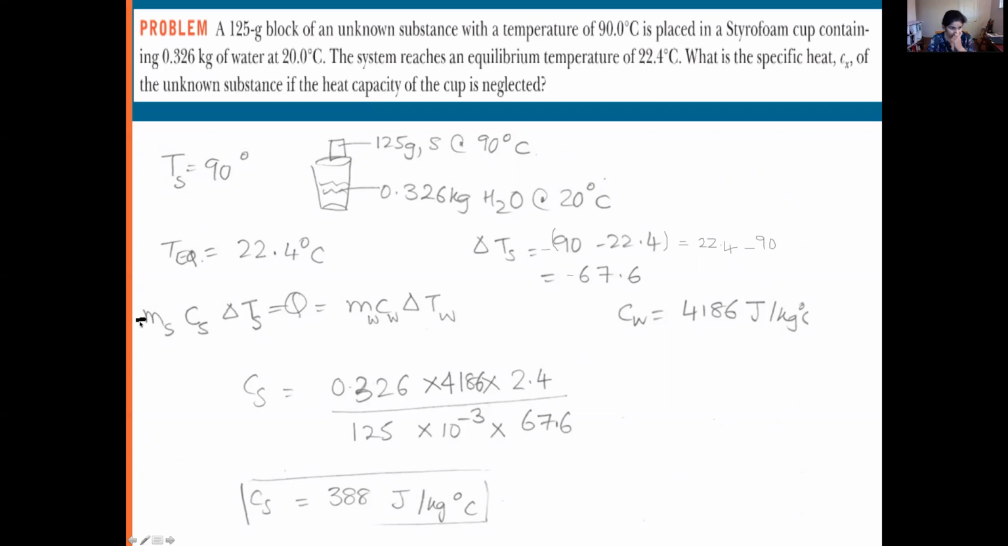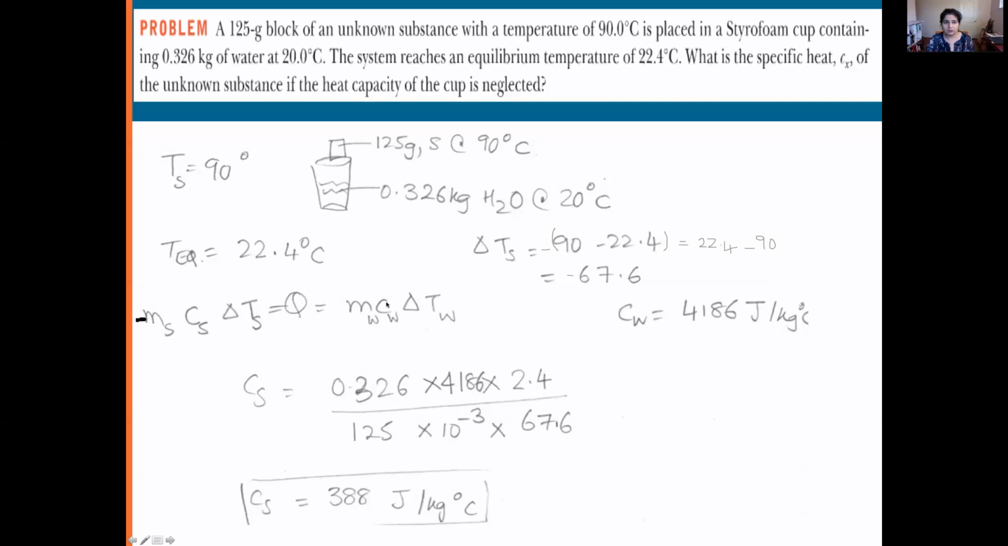Yeah? So this negative sign is going to cancel with this, get multiplied negative, and the negative from the delta T here is going to turn positive, right? So then I have no negative signs here. I'm just going to put in all the values I want to solve for the C of the substance, right? So just taking all the values from the question and solving, we get 388 joules per kg degree Celsius.